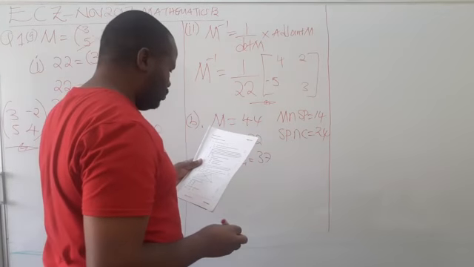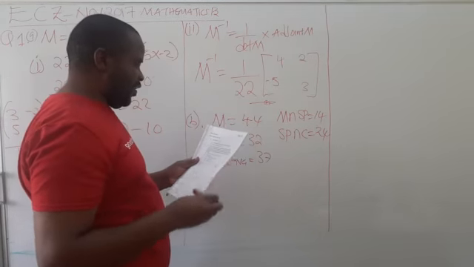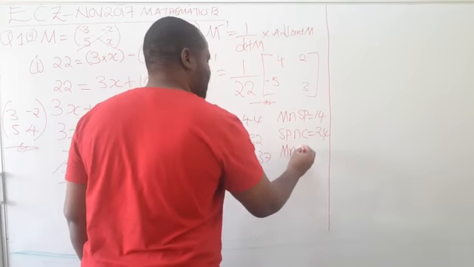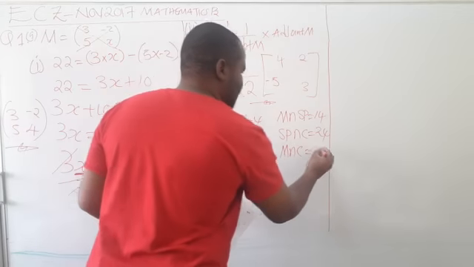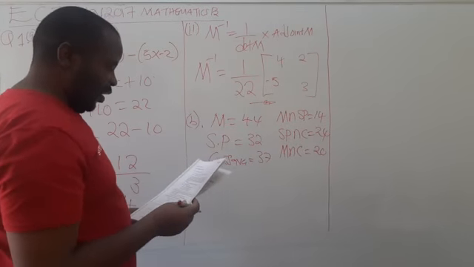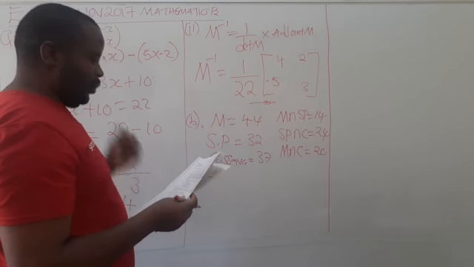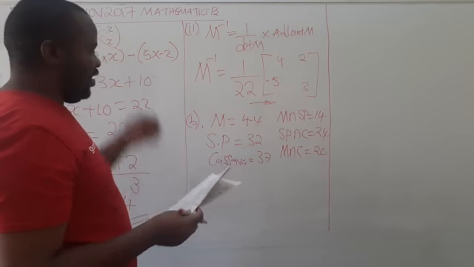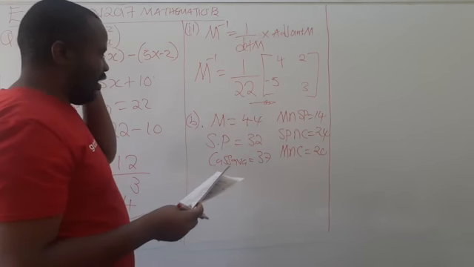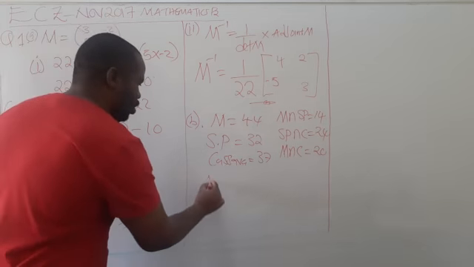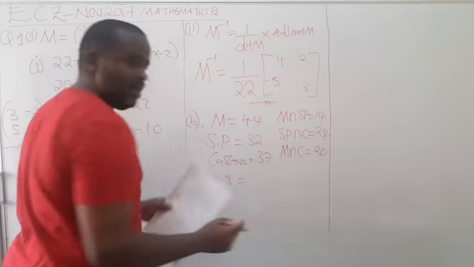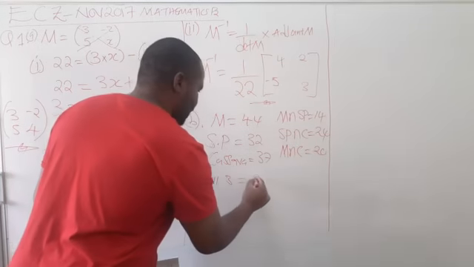Then 20 planted both maize and cassava. So maize intersection cassava, there were 20. Then 9 planted all the 3 crops. That is the maize intersection sweet potatoes intersection cassava, or you can say all the 3. There were how many? 9.